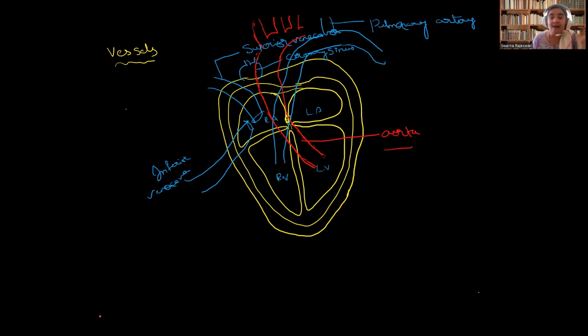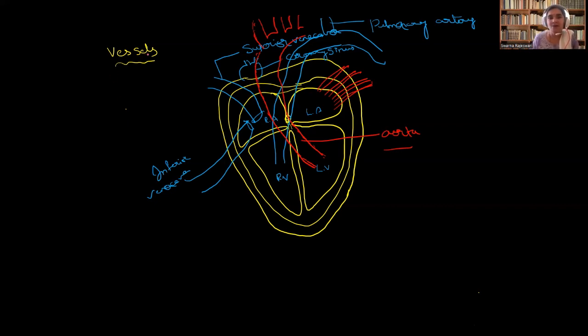Okay, and there are pulmonary veins which are present. There are 4 pulmonary veins, which carry the oxygenated blood and drop it inside the left auricle. Okay, so here if you see, the vessels carrying the deoxygenated blood I am representing with blue color, and those carrying the oxygenated blood I am drawing with red color.